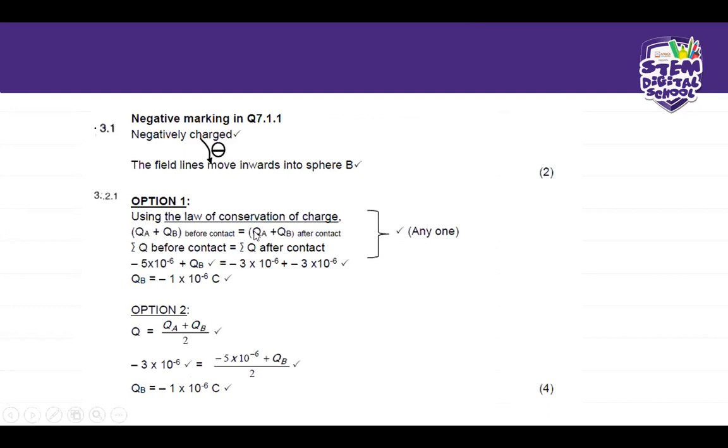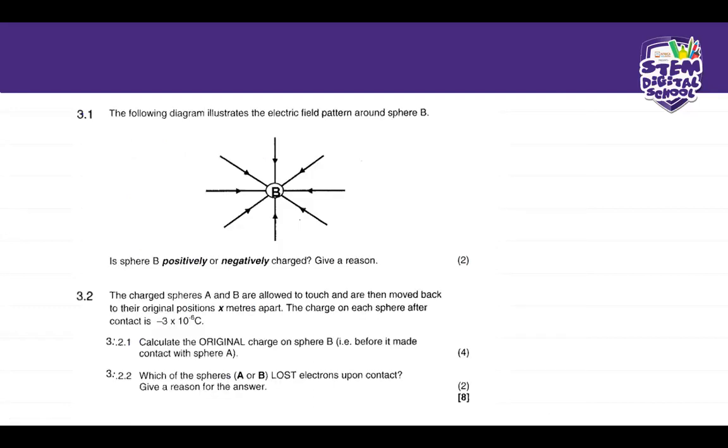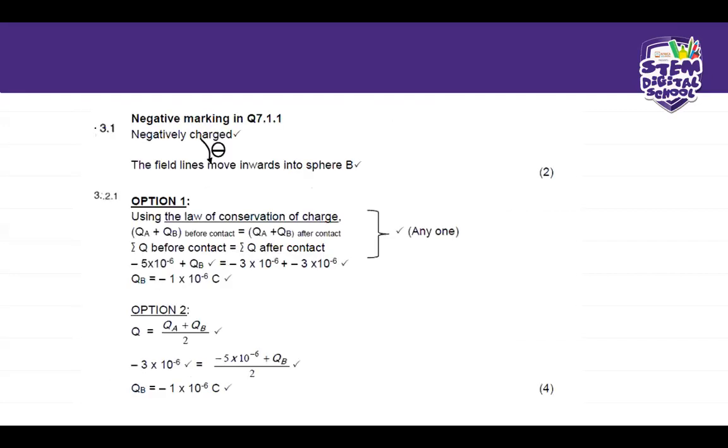Okay. So number 3.2, they ask: the charged spheres A and B are allowed to touch and then are moved back to their original position x meters apart. The charge on each sphere after contact is minus 3 times 10 to the power of minus 6. So what they want to know now is, calculate the original charge on sphere B before it made contact with sphere A. Okay, so we come here. So we're going to start. There are two options that we're going to explore for getting this answer.